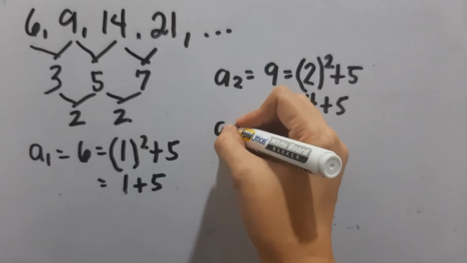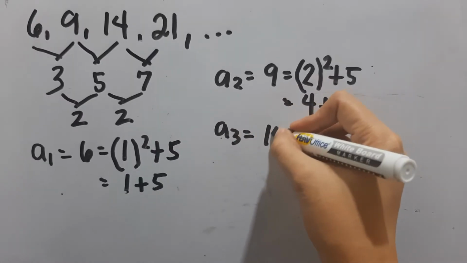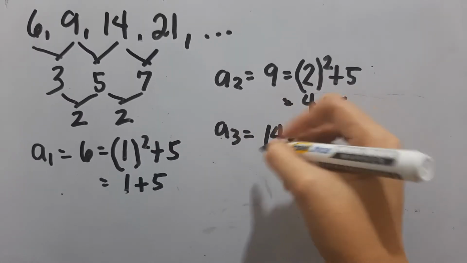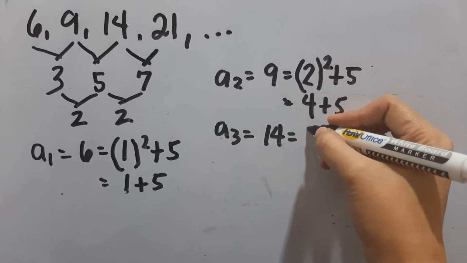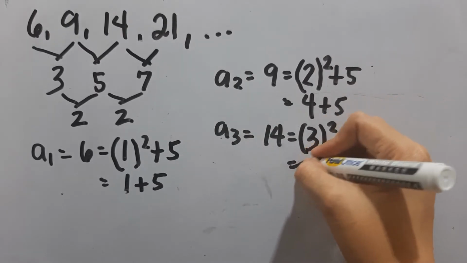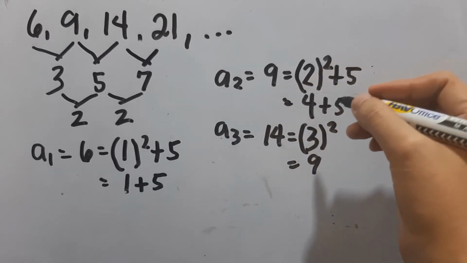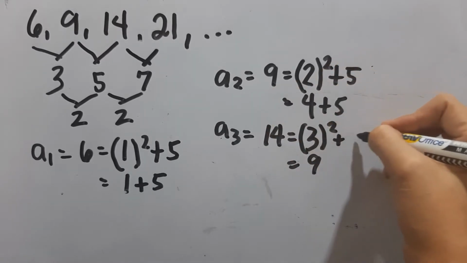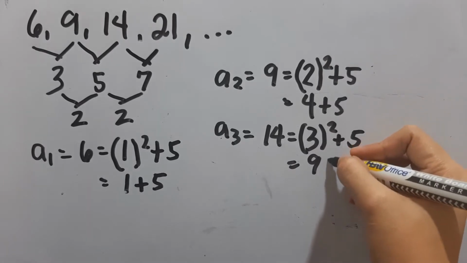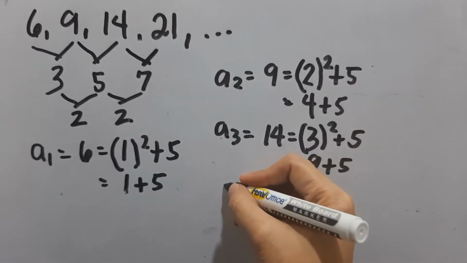Let's proceed to the third term. Ang third term niya ay 14. So, itong maliit na number dito, siya na naman i-square natin. So, 3 squared is equal to ilan? Tama, 3 times 3 is 9. Ilan ang kulang para maging 14? Okay, very good. Kulang siya ng 5 kasi 9 plus 5 is equal to 14.